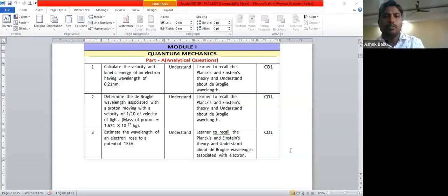So first, the module 1 question bank: calculate the velocity and kinetic energy of an electron having a wavelength of 0.291 nanometers. The wavelength is given, so use the formula lambda equals h by m into v. All of you try to find the velocity. After that, using the formula kinetic energy equals half m v square, find the kinetic energy also. Before that, there is no option to write the formulas here directly, so I'm searching for that option, but it is not showing.